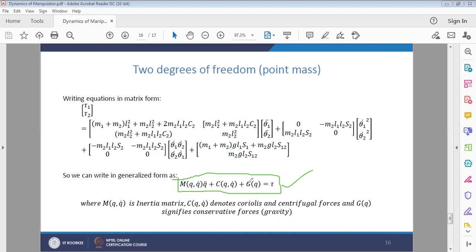Whatever the system, if we want to know the dynamics of that system, this kind of equation we need to develop. For every dynamic equation, the elements are the inertia matrix, Coriolis and centrifugal forces, and gravitational forces. Together we need to consider these three forces in the dynamic equation on the system. So this is about the dynamics of a manipulator.